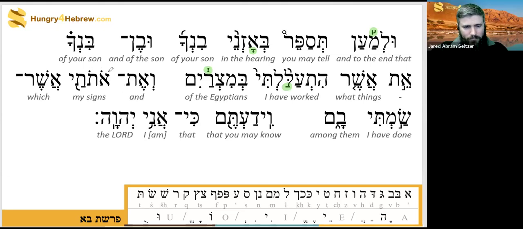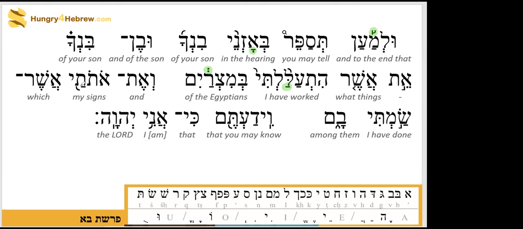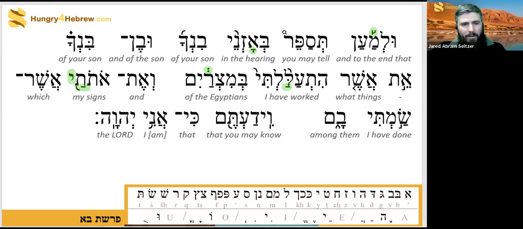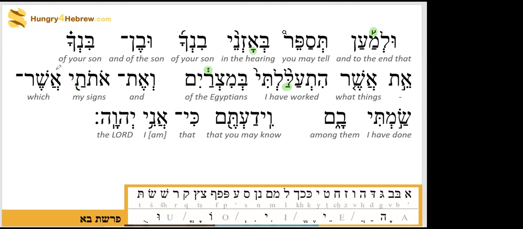Ototai. See, aleph is right here and yod is right there. Yeah, ototai, okay. Asher samti vam, vida'tem ki ani Adonai. Very good.